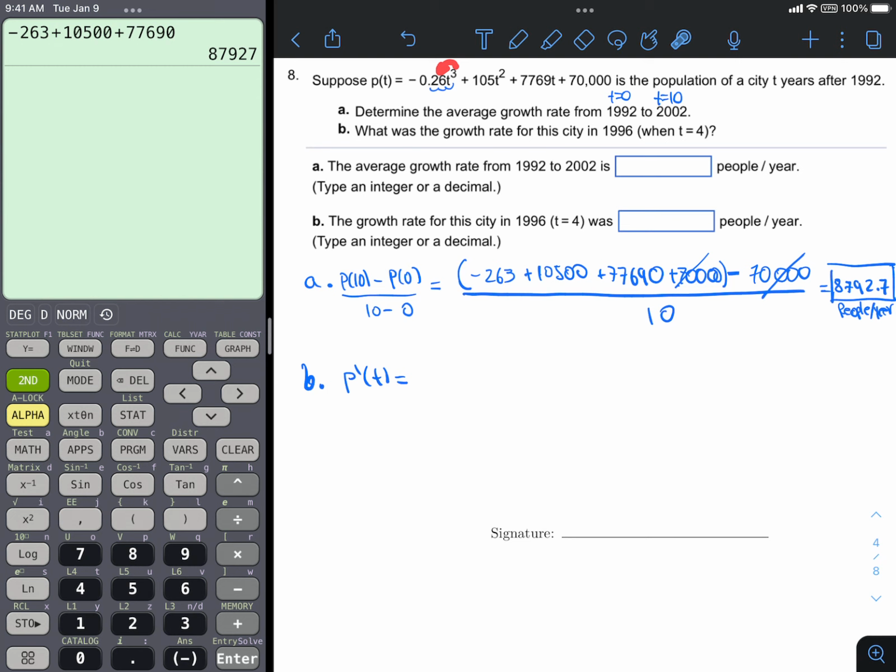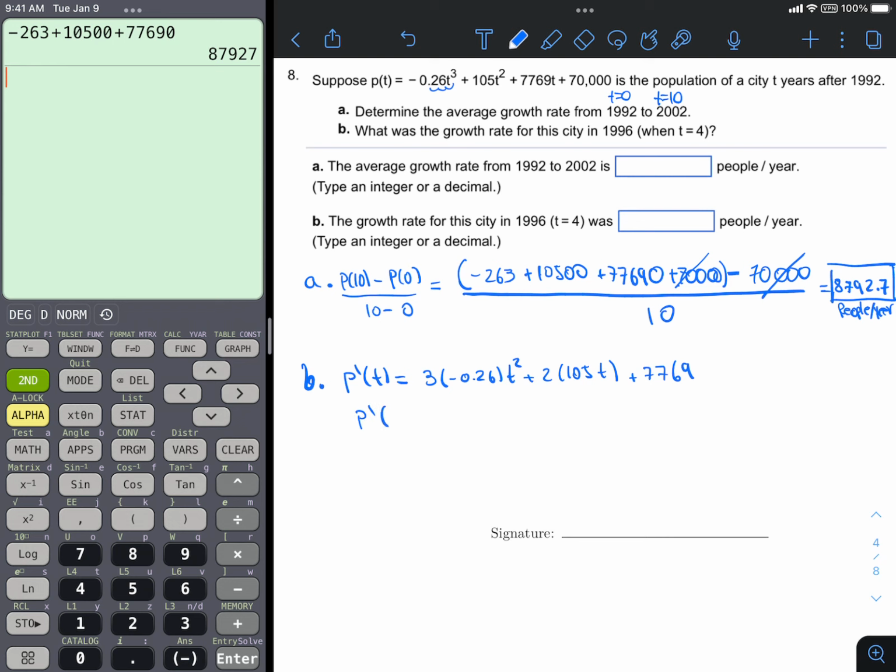So that requires us to use the power rule. So that's 3 times minus 0.26 to be more exact, times t squared, plus 2 times 105 t, and then plus 7769. And then the 70,000, when you derive that, goes away. And then you plug that in.